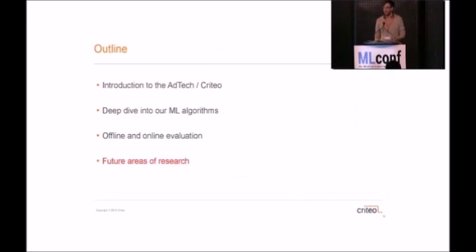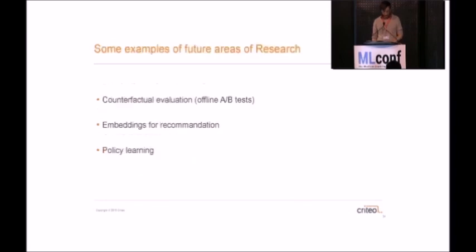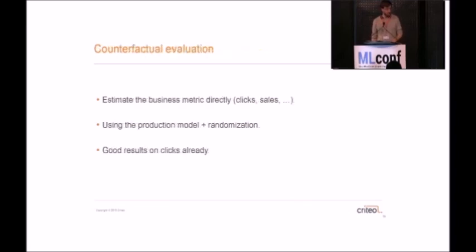Okay, now we work on many different things that are open areas of research. I picked 3 ideas that I think are really important. One of them is counterfactual evaluation. This is how to improve your offline metrics.